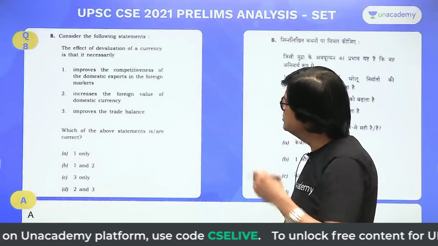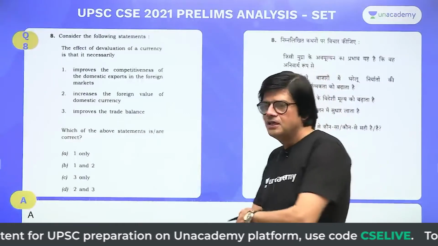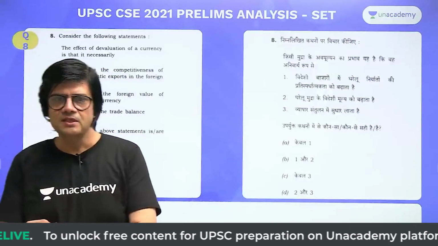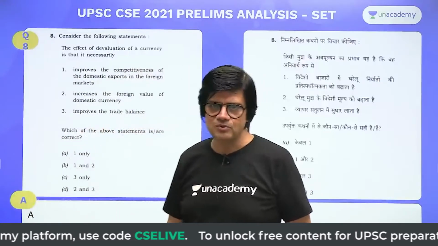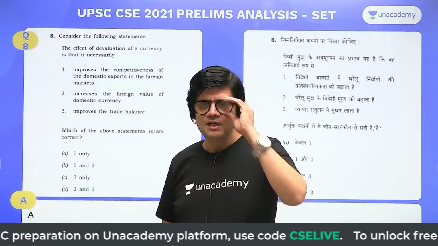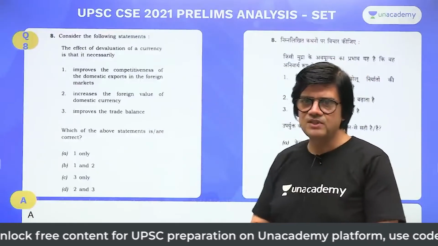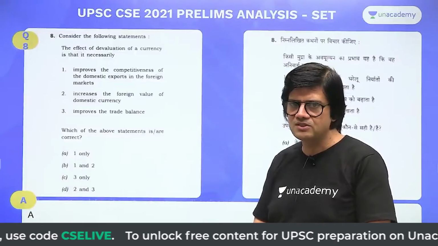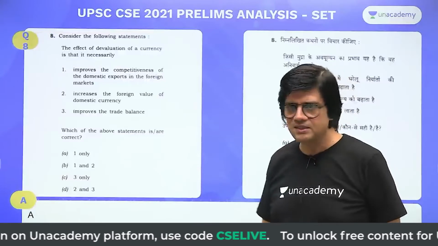Now I am going to discuss question number 8: consider the following statement about the effect of devaluation of a currency. There are two things about currency: one is called depreciation, another is devaluation. Devaluation means purposefully lowering the value of our currency in order to boost our exports. So whenever the government wants to boost exports, it normally goes for devaluation. Devaluation has multiple benefits, but one of them is export promotion, which means exporters will have more competitiveness for their products. That means it will improve the competitiveness of domestic exports in foreign markets, right?